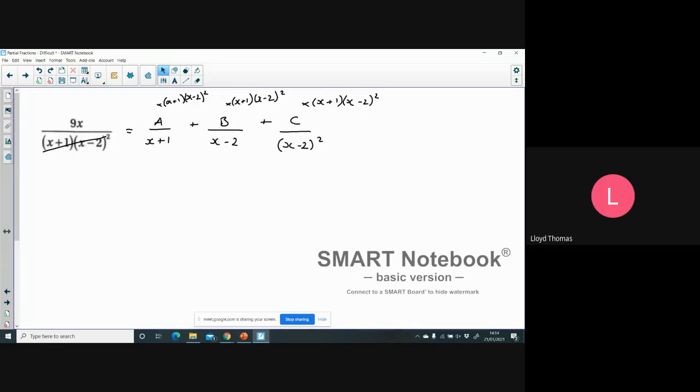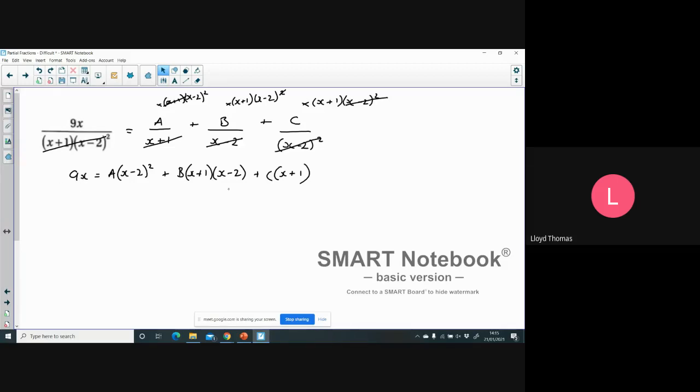Okay, now again, things cancel out. This one's got an x plus 1 at the bottom. That's going to get rid of that. Now, this one's got an x minus 2 at the bottom. That's going to get rid of one of them. But there's still going to be one left. That's got an entire x minus 2 squared, so that's going to get rid of all of that. So then we'll be left with 9x equals A times x minus 2 squared plus B times x plus 1, x minus 2, for both of them up there, plus C times x plus 1.